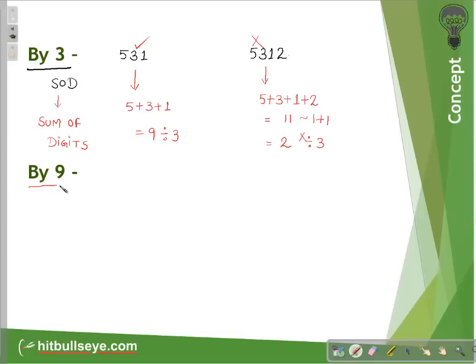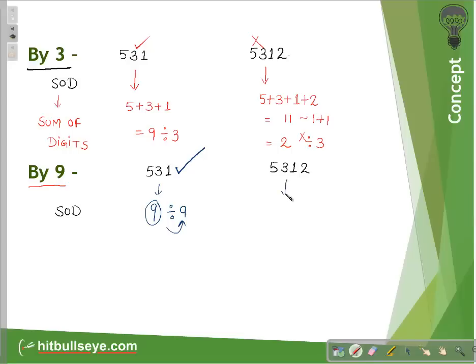Now the same is the rule for 9 with a little change. I'm taking the same examples 531 and 5312. Again I'll check the SOD. Now you know the meaning of SOD, that is sum of digits. What is the sum of digits for 531? This is 9. Now we'll check the divisibility by 9. In the previous case we were checking the divisibility for 3. Now we'll check it by 9. Since this 9 is exactly divisible by 9, that's why this 531 is exactly divisible by 9.